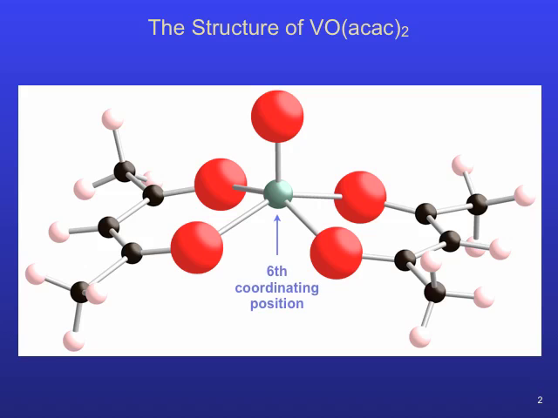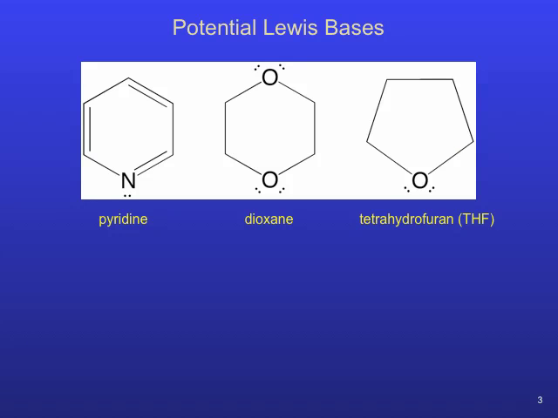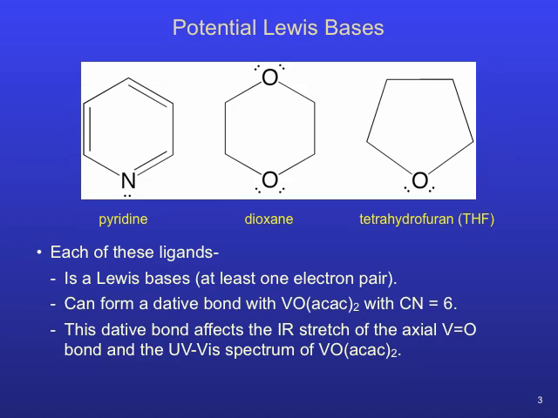This week's lab attempts to coordinate several solvent molecules, or Lewis bases, to vanadilyl bisacac, forming a 6-coordinate complex. Pyridine, dioxane, and tetrahydrofuran are Lewis bases, since each has at least 1 electron pair that can be donated to a Lewis acid. The presence of a lone electron pair allows them to form a dative bond with vanadium in vanadilyl bisacac, converting it from a 5-coordinate to a 6-coordinate complex.